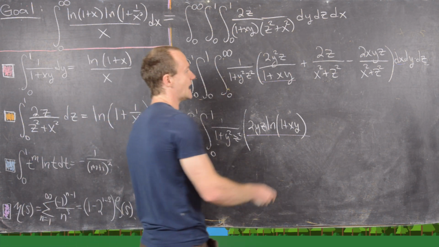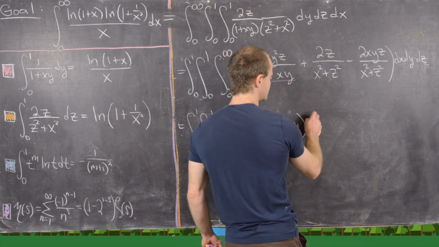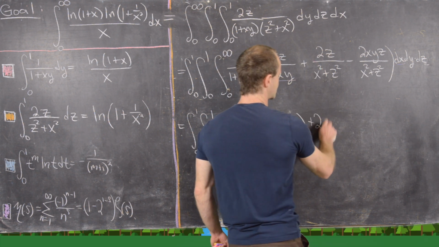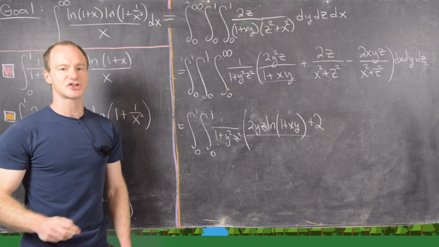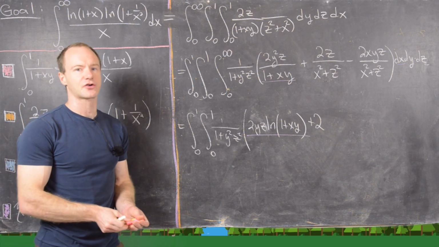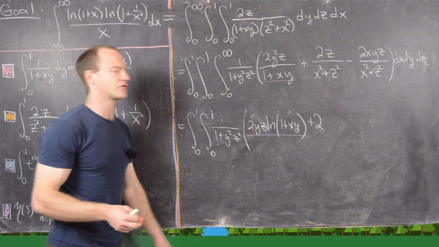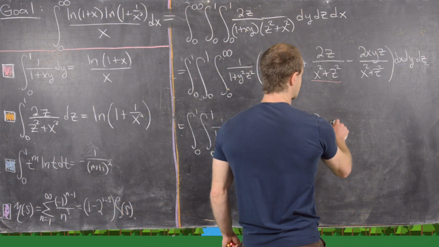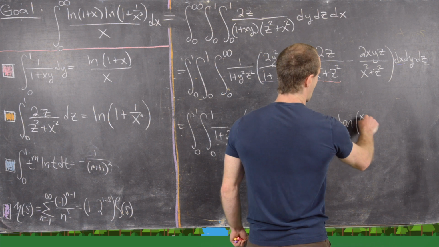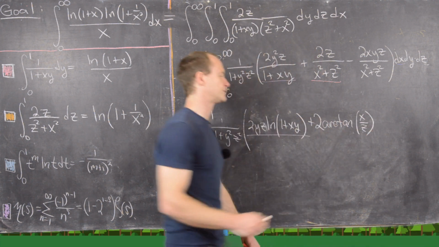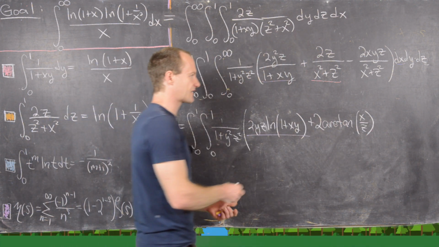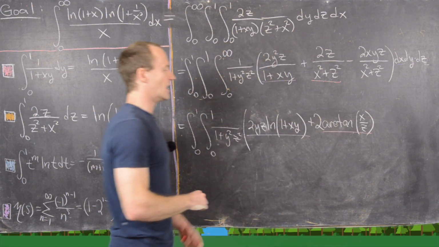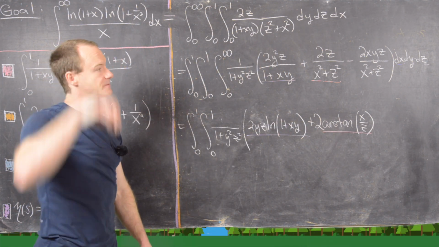Okay, great. Now, let's look at this next one. So this is going to be plus twice. And then this is actually kind of a well-known integral, which is on many integral charts, or you can derive this on your own. This is an inverse tangent, and it's, in fact, the arctan of x over z. So again, I'll let you guys check that that's the correct antiderivative.